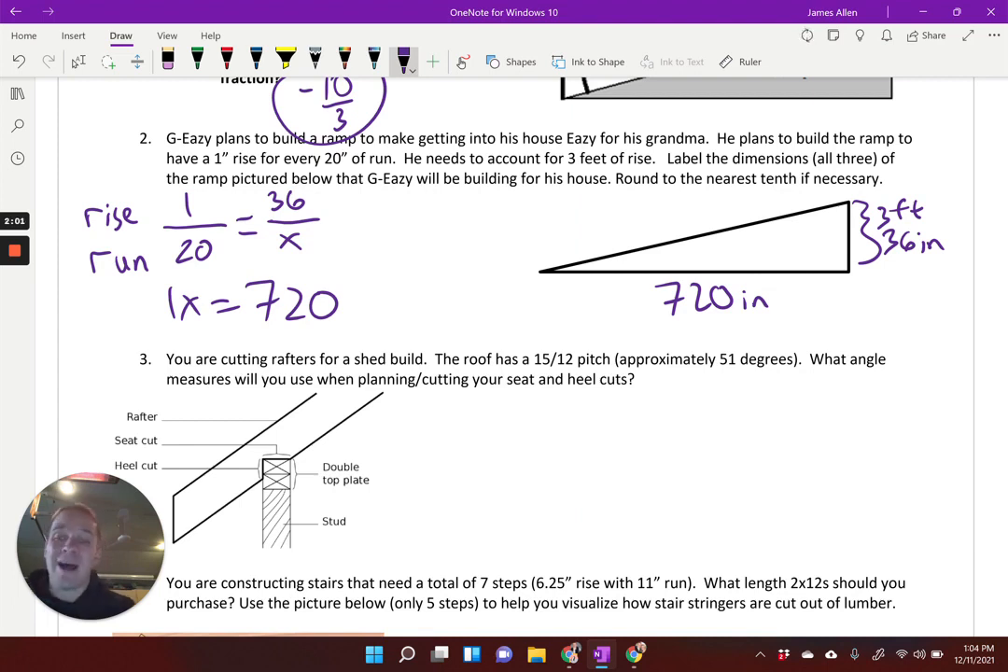How about a little bit of Pythagorean theorem? I've got myself a right triangle right here, right? So 720 squared plus 36 squared equals C squared. This being C right here, my hypotenuse. So I'm going to do that in the calculator. 720 squared plus 36 squared. That's going to be a huge number.